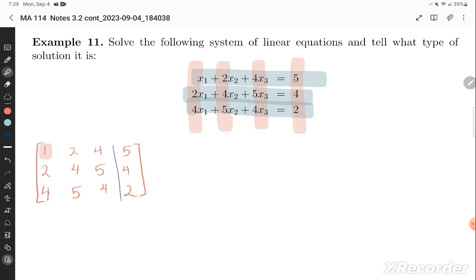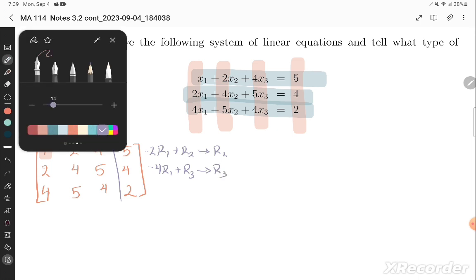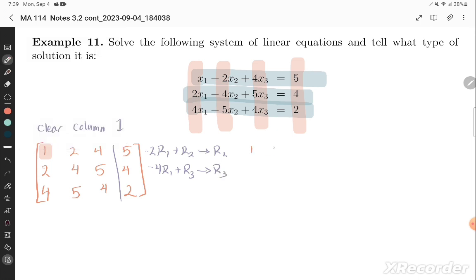So we've got our leading entry is 1, so that's good. Now let's clear column 1. I'm going to do that by multiplying row 1 by -2, -2 row 1, plus row 2 gets me new row 2. And then -4 row 1 plus row 3 gets me new row 3. And my new matrix, my row 1 stays the same, 1, 2, 4, 5.